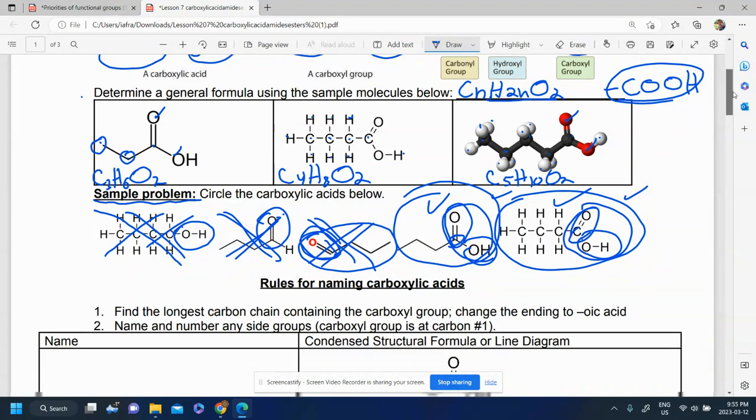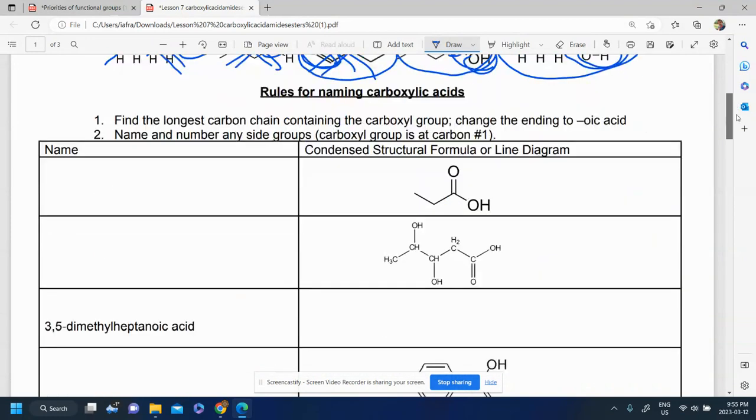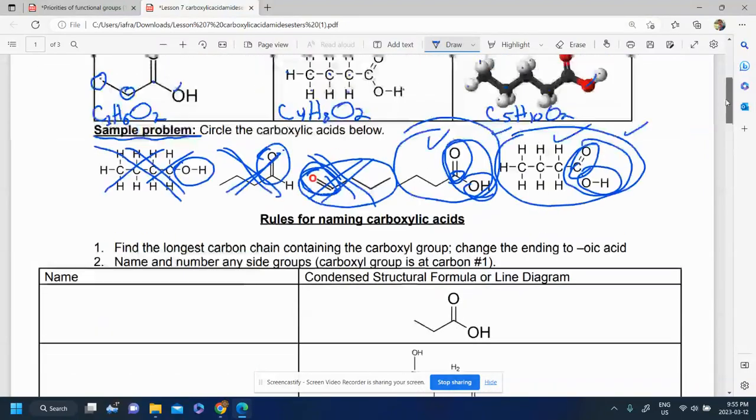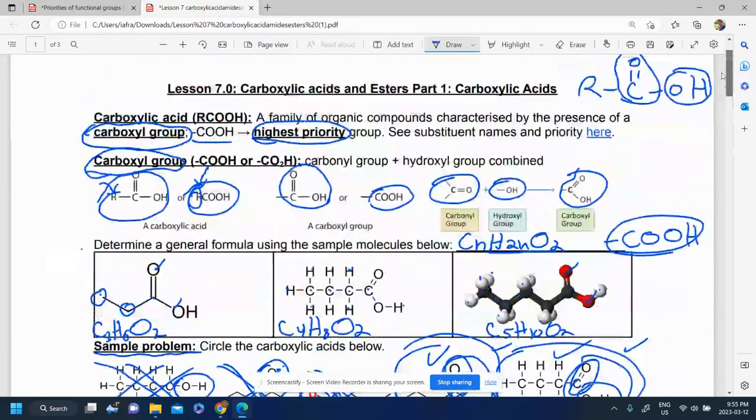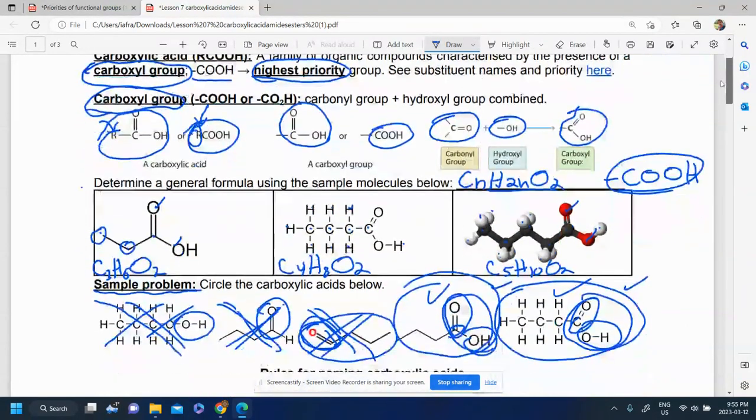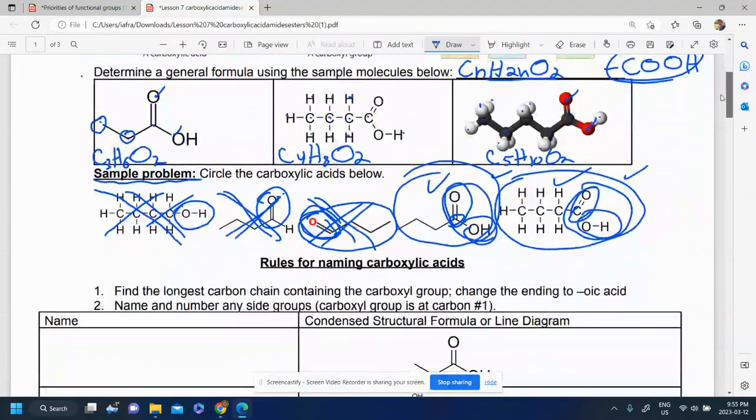Our next step is going to be to learn how to name and also draw carboxylic acids. Before we jump into that video, please make sure that you understand what carboxylic acids are, what their functional group is, and how to identify carboxylic acids as opposed to other molecules.